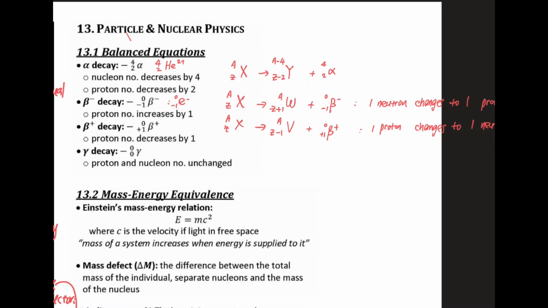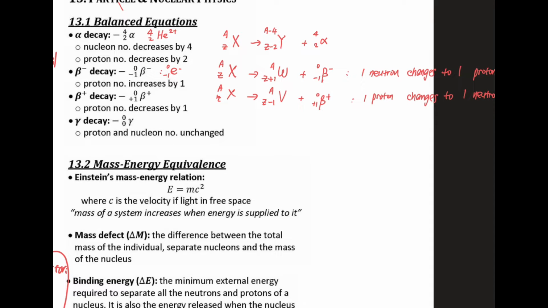Okay. Then next one, gamma decay. Gamma decay, there is no change for the nucleon number and the proton number. So this is just energy. So proton and nucleon number unchanged. So the equation is basically Z X with high energy, which releases the energy as gamma. Then this becomes low energy.